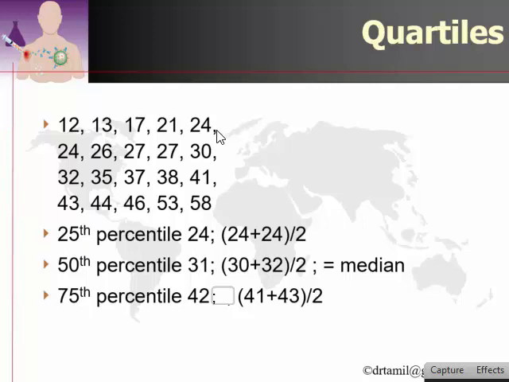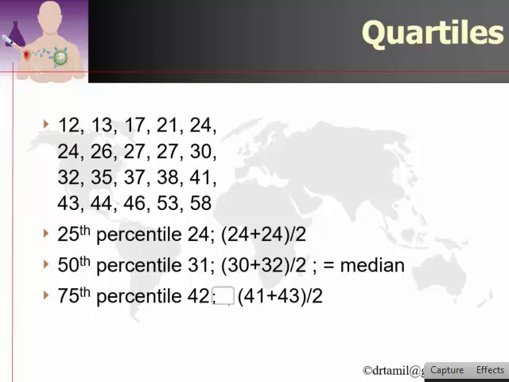So the first border is between this and this. So 24 campur 24 bagi 2. 24 plus 24 divided by 2, you end up with 24. Betul tak? Then you have the second border. Second border same like median, which is 31. The third border is 41 and 43. You end up with value of 42. Okay. So they have the 25th centile, 50th centile, and 75th centile. And that is a story about quartiles.